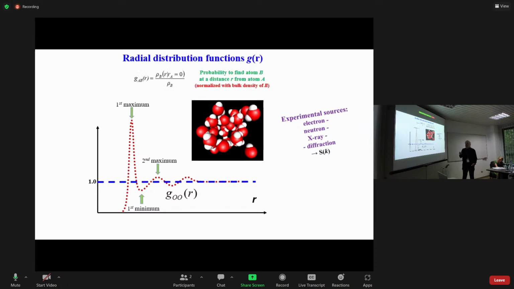The radial distribution gives the probability to find another atom close by at a certain distance, and then it is normalized to the bulk density. And this function can be obtained from molecular simulations or also from diffraction studies, electron or neutron diffraction. But you will get it as a structure factor in k-space, which you have to Fourier transform to real space.